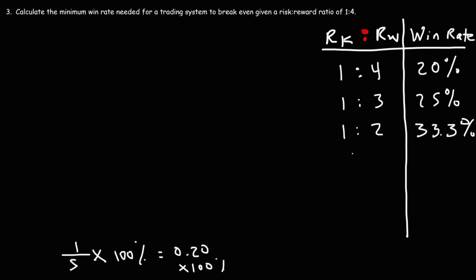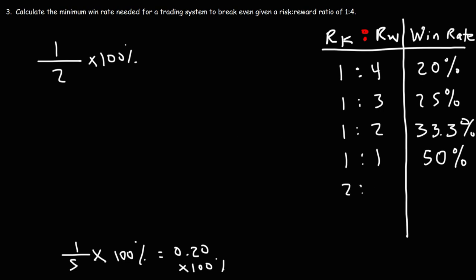Now what if the risk-reward ratio is 1 to 1? In this case, it will be 1 over 1 plus 1, which is 2, times 100%. So for a risk-reward ratio of 1 to 1, you need a win rate of 50% to break even.